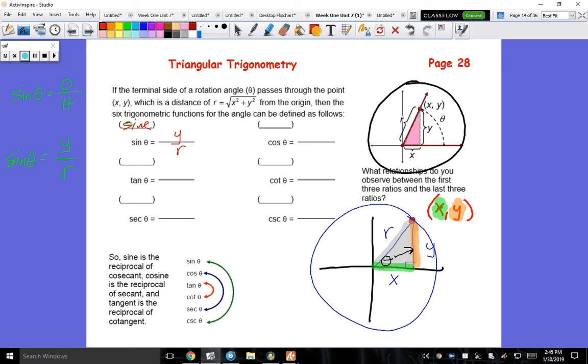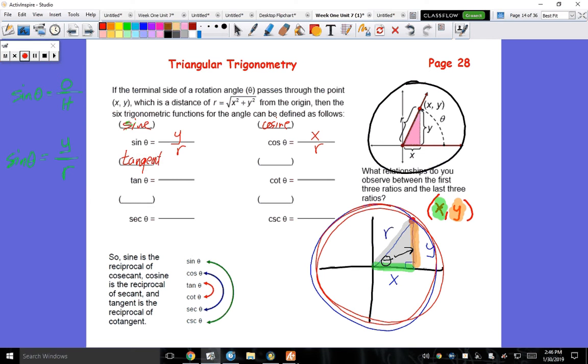Let me ask you right now. What would cosine be? Okay, it is adjacent over hypotenuse, but now I want you to think of it not as adjacent over hypotenuse, but what? X over r. Yeah, x over r. Nicely done. Let's look at tangent.